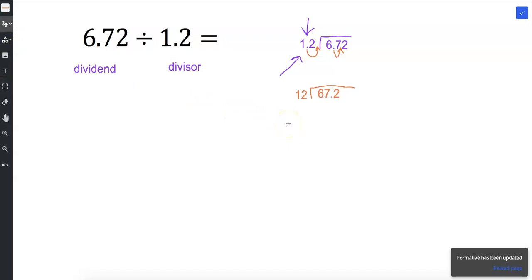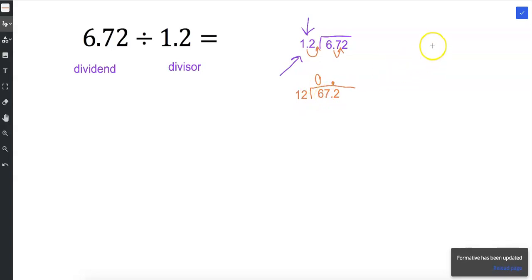And now we can start dividing. So I'm going to start by moving that decimal up to the top. I don't want to forget about that decimal. And then I ask myself, how many times does 12 go into 6? Well, 12 is larger than 6, so 0 times. How many times does 12 go into 67?